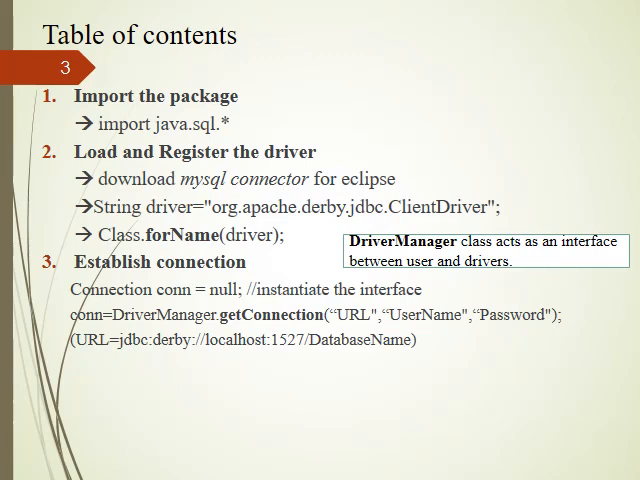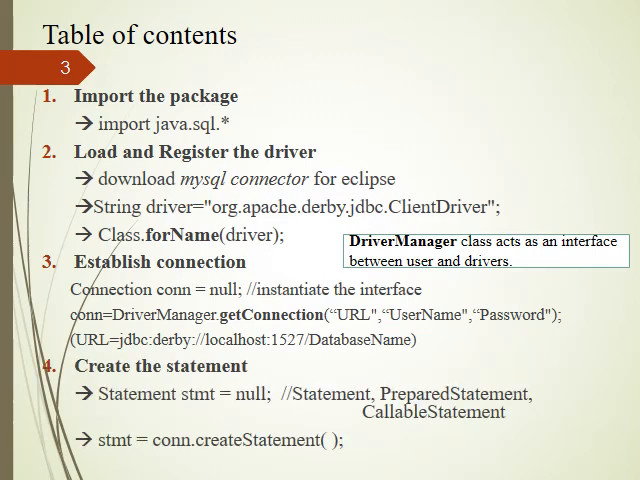The third step is establishing a connection. For establishing a connection, we need to instantiate the interface connection, and that can be done by first creating an object of the connection con and then using the method getConnection along with DriverManager. The getConnection is a static method which takes three parameters: URL, username, and password. URL is the address of the database where it is.